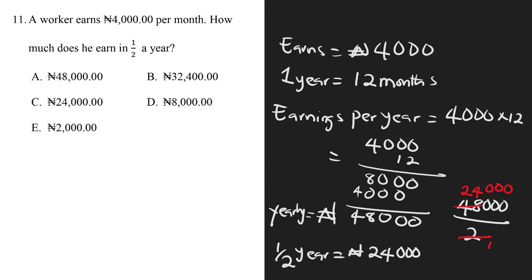Right? So let's check the answer. Do we have 24,000? Of course we have 24,000, which is C. Right? So let's move to the next question.